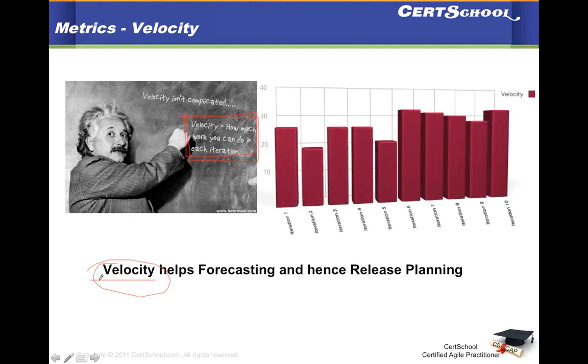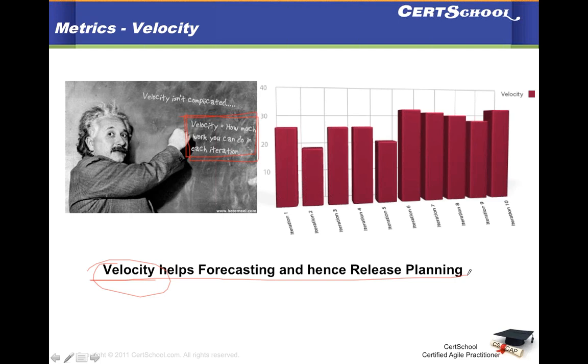Why is it so important? Because it helps forecasting. Everything is based on forecasting. Okay, you want to be able to plan your releases. You are providing a lot of flexibility in the changes in the requirements. At the same time, there has to be some level of predictability in your releases. Okay, when you would be able to reach your milestones in your product roadmap. So if you're not able to predict those milestones, you will not be able to do release planning.